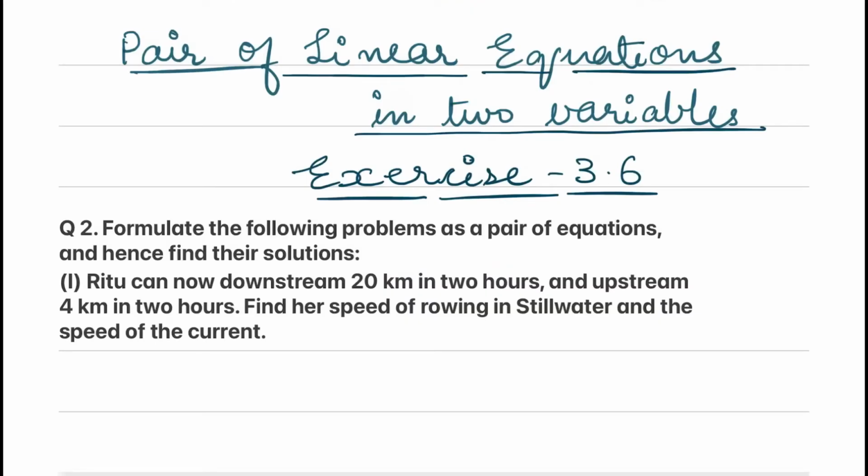Hello everyone. So we had finished the first question of exercise 3.6 in our previous videos and are continuing with the chapter of pair of linear equations in two variables. Second question says formulate the following problems as a pair of equations and hence find their solutions. First part, it says Ritu can row downstream 20 km in 2 hours and upstream 4 km in 2 hours. Find her speed of rowing in still water and the speed of the current.